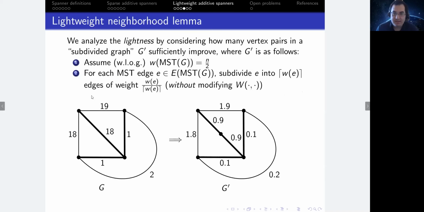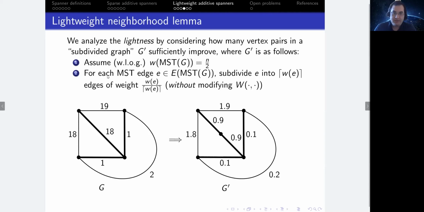So the analysis is largely the same, except we're going to need one additional step. In order to analyze the lightness, we're going to consider the number of improvements when we add a shortest path to the spanner. But we're going to consider the number of improvements in a subdivided graph. So we define this subdivided graph as follows.